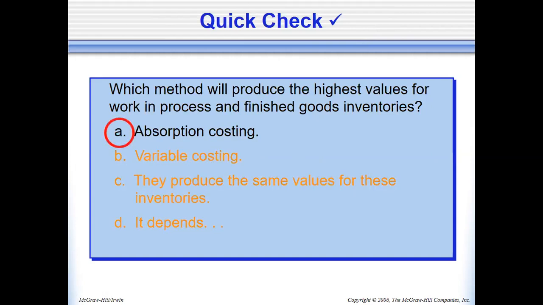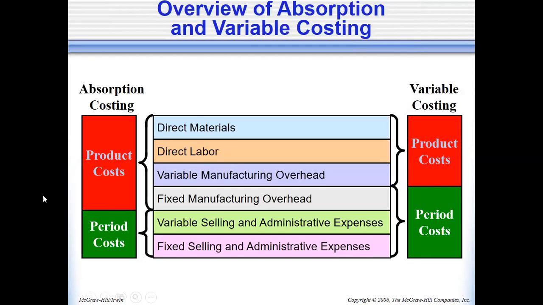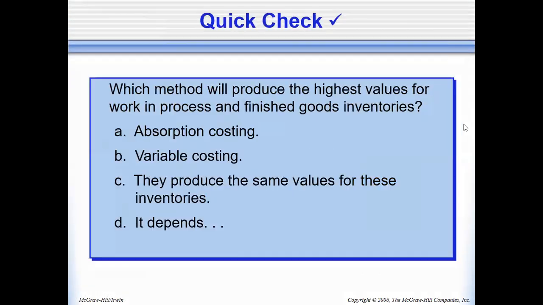Okay. And the answer is absorption costing, because remember again on the graph shown a while ago, the total product cost for absorption costing includes fixed manufacturing overhead, but for variable costing, it will exclude that.